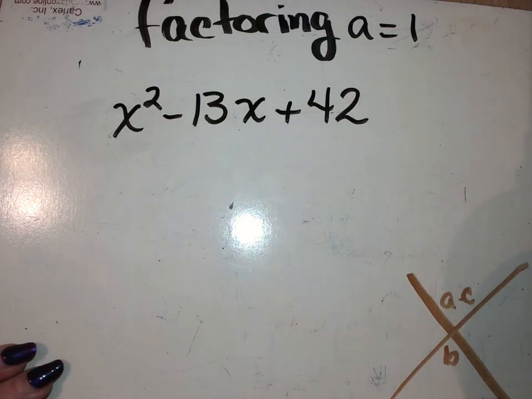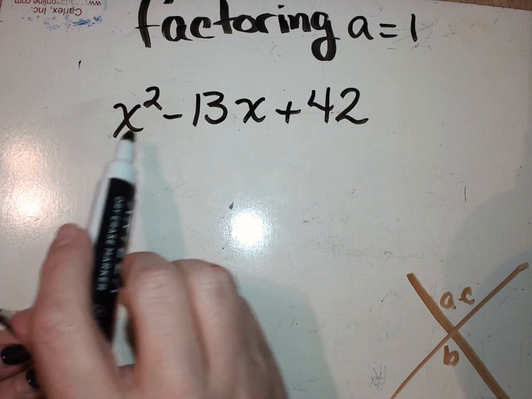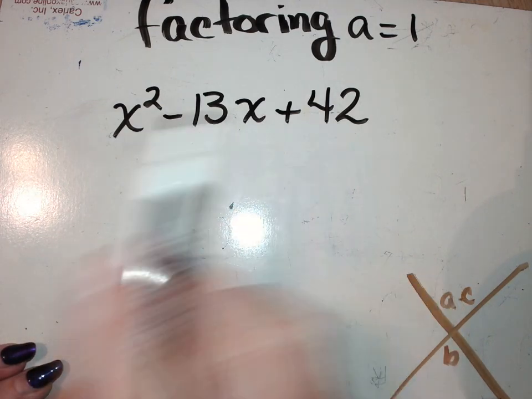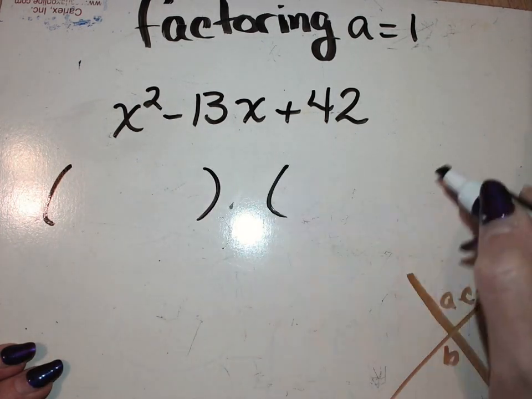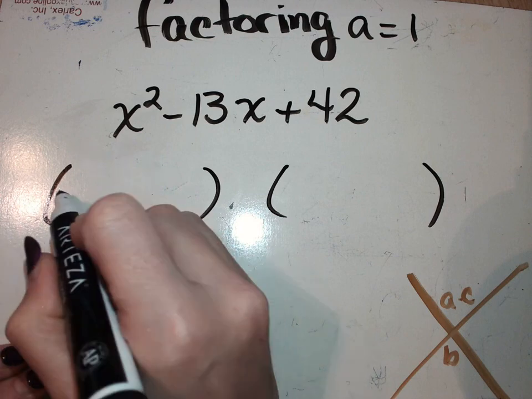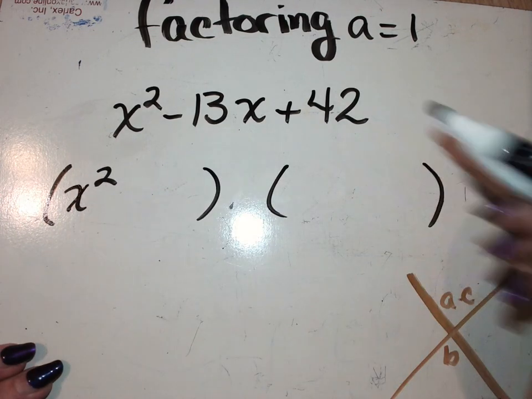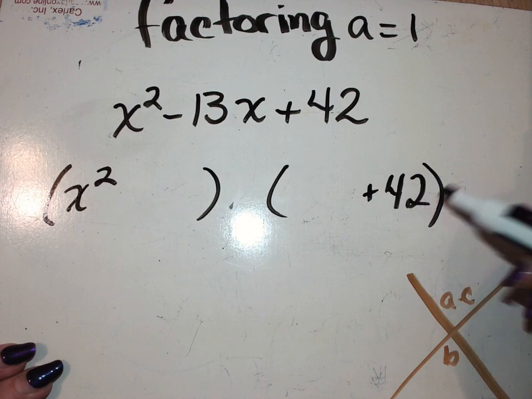We're going to do one more factoring when a is 1, and we're going to do this by grouping. We have x squared minus 13x plus 42. So we're going to make our sets of parentheses. At the very front, we're going to put our x squared. At our back, we're going to put the plus 42.